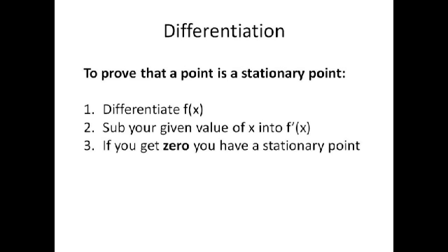Okay, so finding the type isn't on this slide, hopefully it's on the next slide. This slide is about proving that a point is a stationary point. To prove it's a stationary point, if your differentiated f(x), when you've subbed in your value of x, has a value of 0, that's a stationary point.